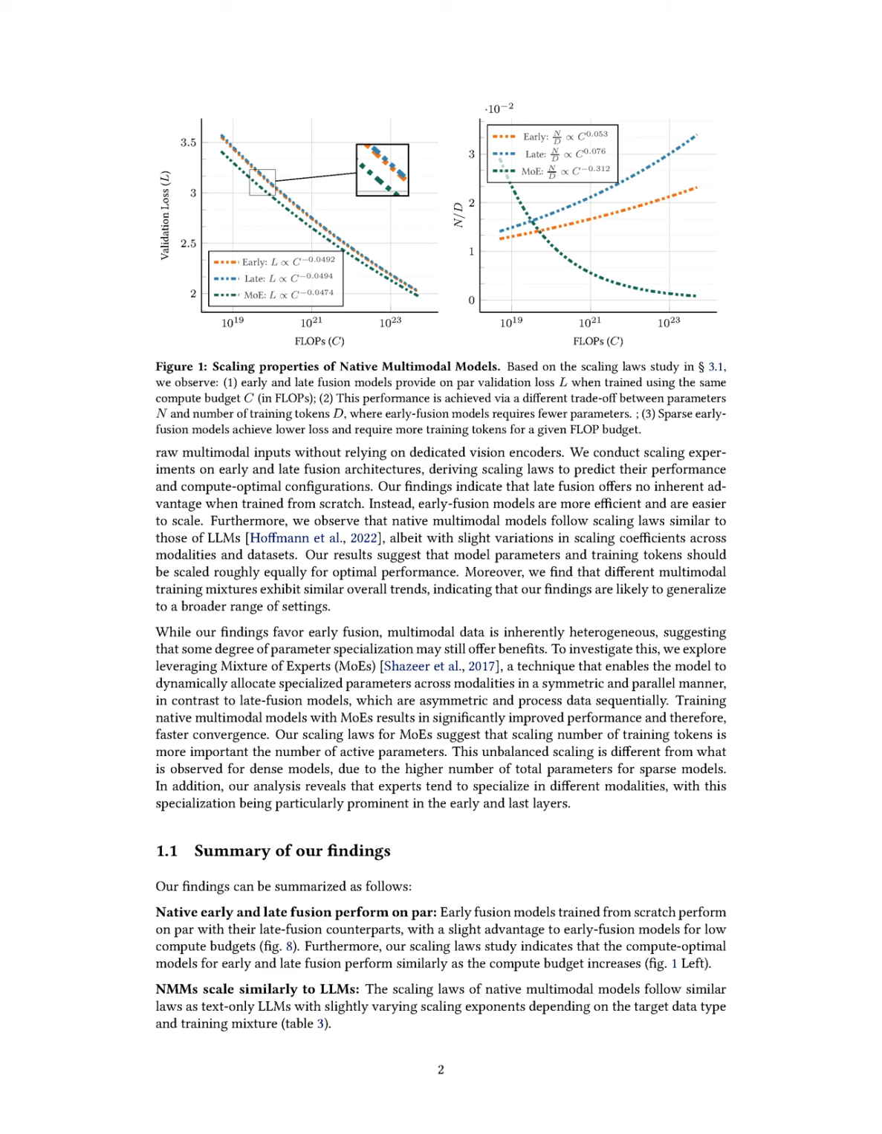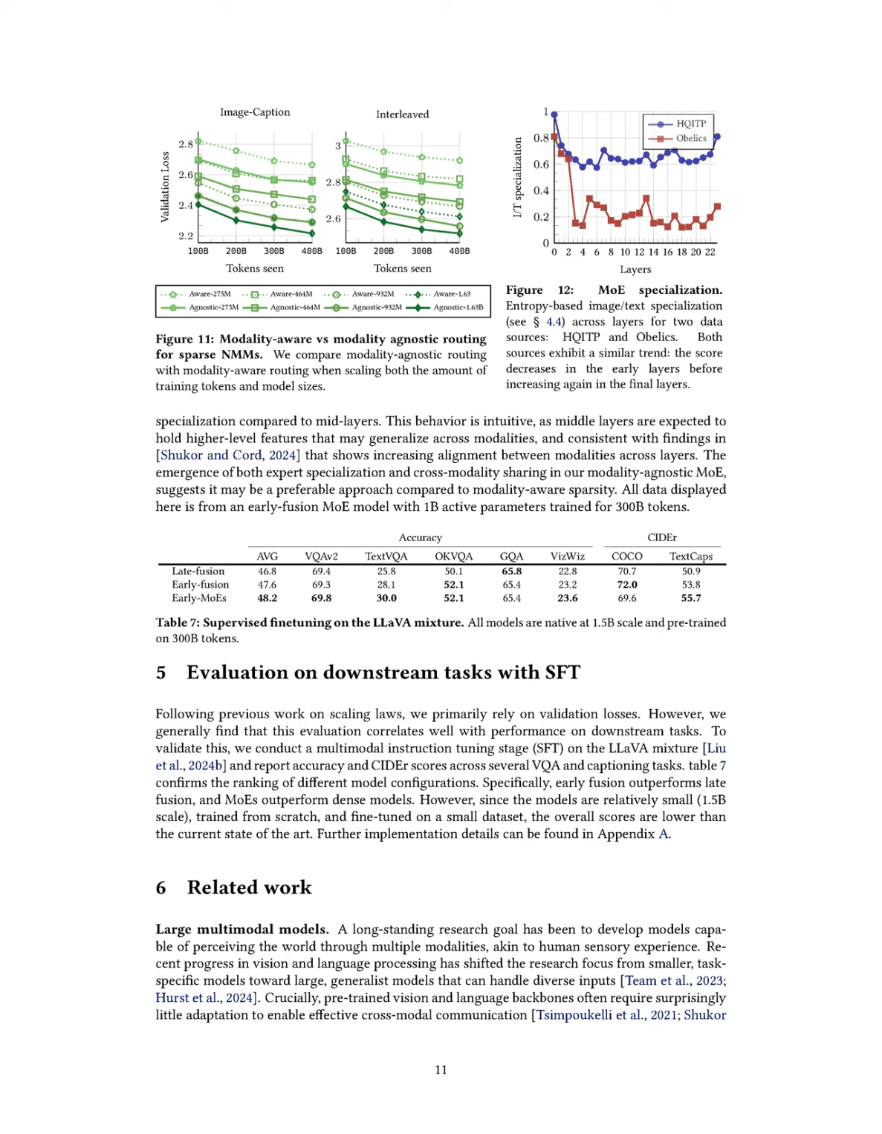Additionally, the scaling laws indicate that while early fusion models perform comparably to late fusion models, they require a higher number of training tokens relative to parameters, which may complicate scaling efforts as the compute budget increases. Furthermore, the findings suggest that different training mixtures yield varying scaling coefficients, indicating that the model's performance may not generalize uniformly across all dataset configurations. Lastly, the reliance on a single configuration for MoE may limit the exploration of more optimal routing strategies, potentially affecting performance in more complex multimodal scenarios.